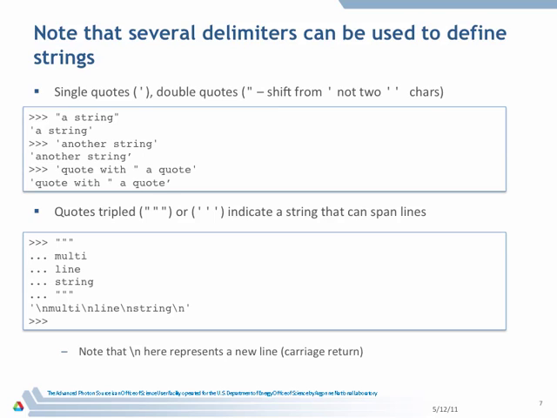Strings, it's worth mentioning there are a bunch of different ways of specifying strings. You can use double quotes. You can use single quotes. If you want to put quotes within quotes, the easiest way is to use the opposite flavor, but you can also use backslash escaping.